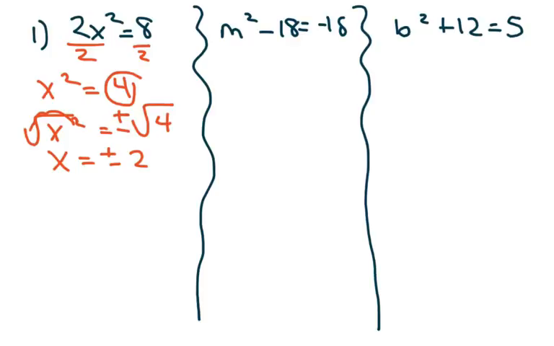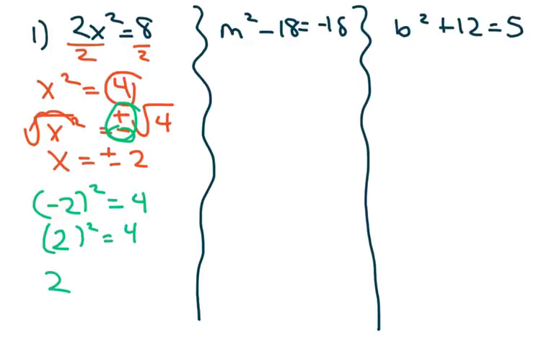And we get this. And let's just recall why we have to do the plus and minus here. Because if you square negative 2, negative 2 squared equals 4. And 2 squared equals 4. So you have to always do the plus and minus here, okay? Now, so this was two solutions, plus and minus 2.